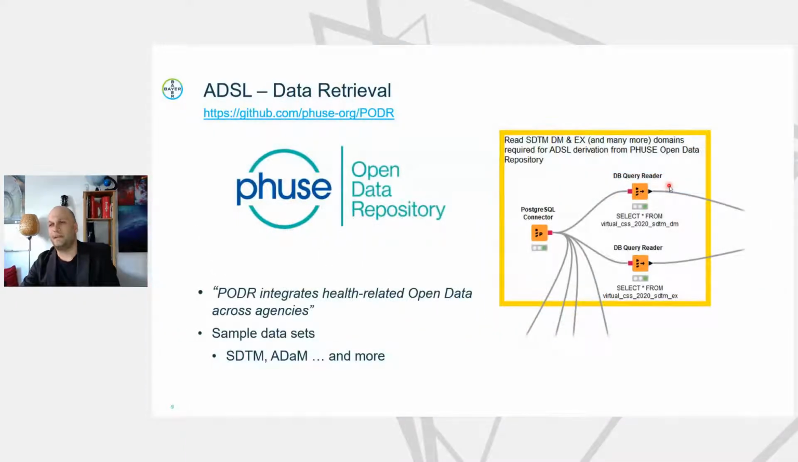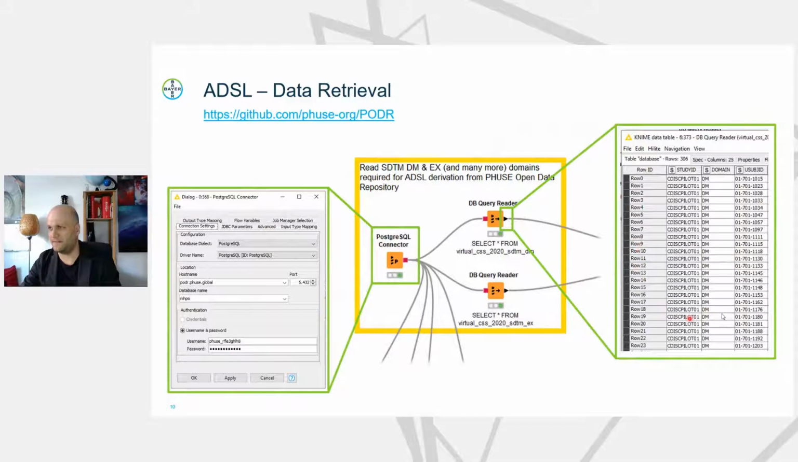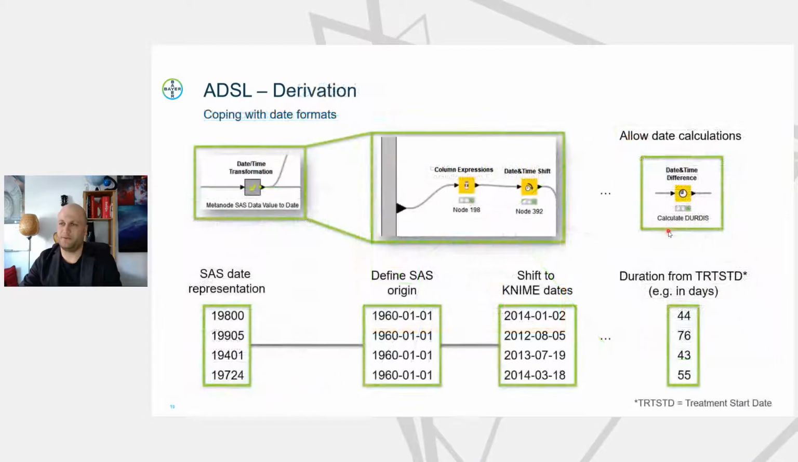We collected this mock data, which we presented at PHUSE, from the PHUSE Open Data Repository. That is a publicly available data repository that provides clinical mock data sets for testing purposes. We used this PostgreSQL connector and a very simple SQL query reading the data set. Here you have one example of how that looks. And to clarify the size, it's not a big table: we have 306 patients and 25 columns. So this is how we retrieved our data set.